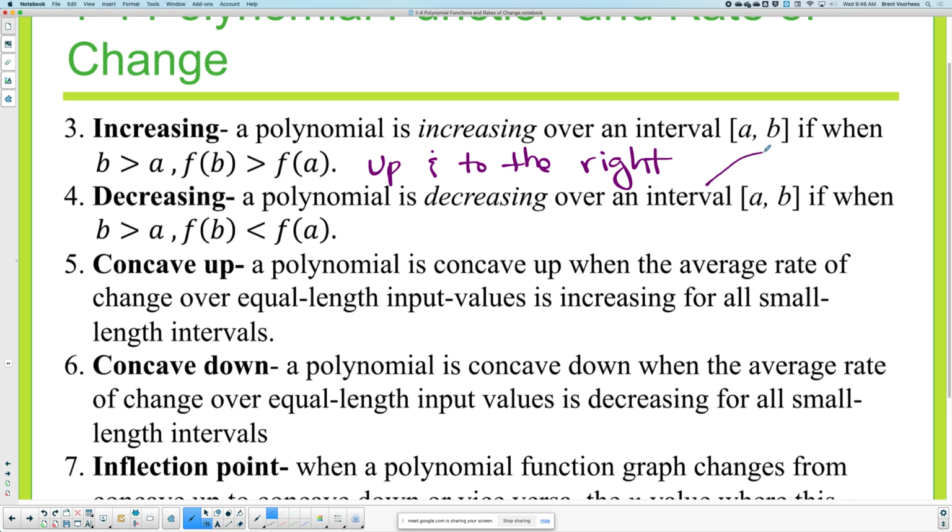This function right now, I want to just stop there. Is that concave up or concave down? Concave down. You see how the slope's decreasing? The average rate of change is decreasing. But is it increasing or decreasing overall? It's increasing. So it doesn't mean concave up or concave down. It just means the graph's going up and to the right. Decreasing would mean down and to the right.